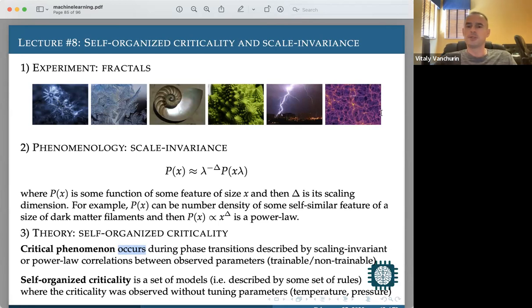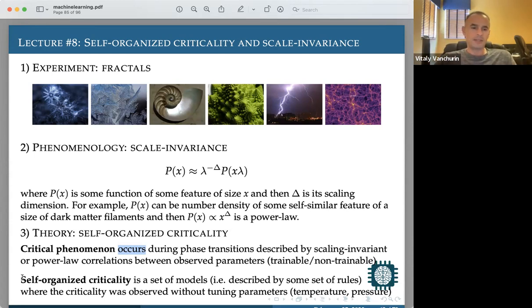There is no fine-tuning of parameters in those pictures. This is filaments of a dark matter simulation. This is lightning, broccoli, shell. All those pictures illustrate structures that seem to be self-similar, right? There is no preferred scale for them, and similar features appear on a wide range of scales.